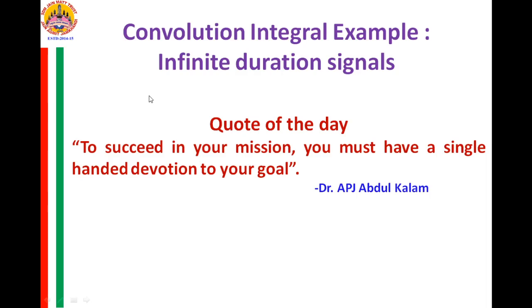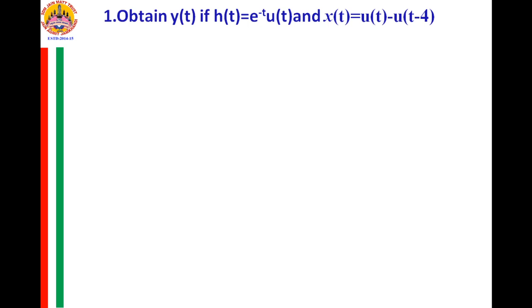Welcome back to this another session on convolution integral. We are solving some numerical on convolution integral between x of t and h of t. So, let us start with this impulse response h of t, where it is e raised to minus t u of t, and x of t is a finite duration signal u of t minus u of t minus 4.